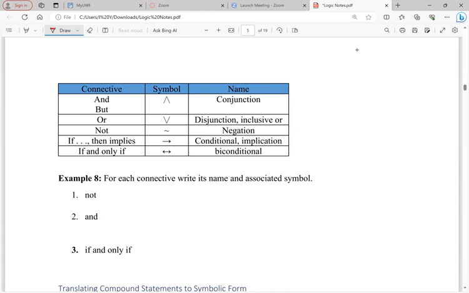So for each connective, write its name and associated symbol. So not, now this is negation, and it's simply the tilde. And this is a conjunction. And if and only if is biconditional.